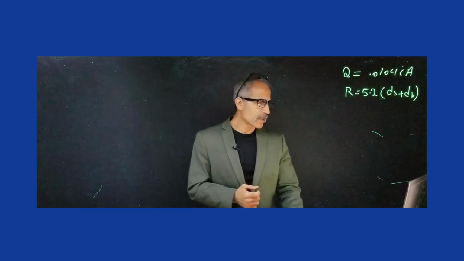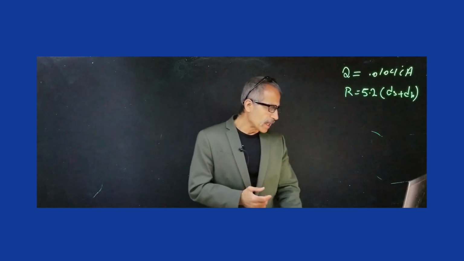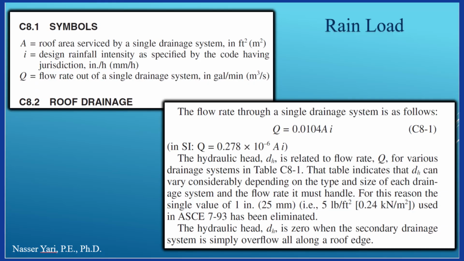And let's look at the code. There's a bunch of formulas we like to go over. If you take a look at the code right here, ASCE C8.1, they give you Q equals 0.0104 AI, where A is the roof area that services that drainage system, and I is the design rainfall intensity as specified by the local code, where it depends on the area.